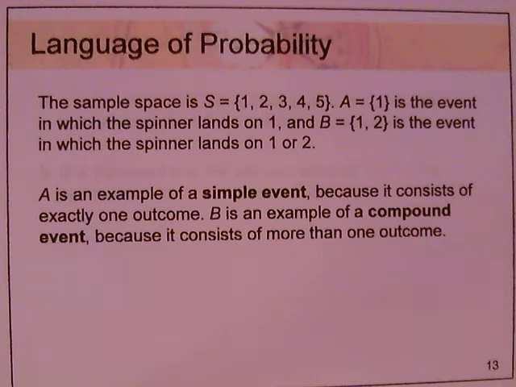Capital letter B is an example of a compound event because it consists of more than one outcome, as you can see here.